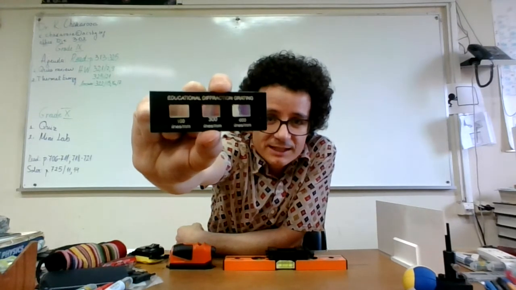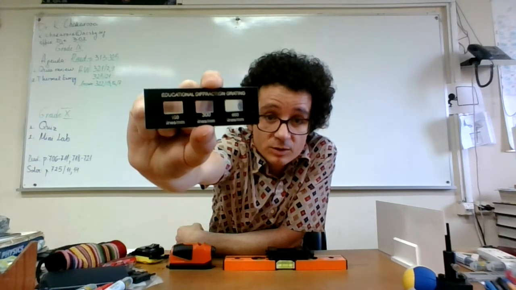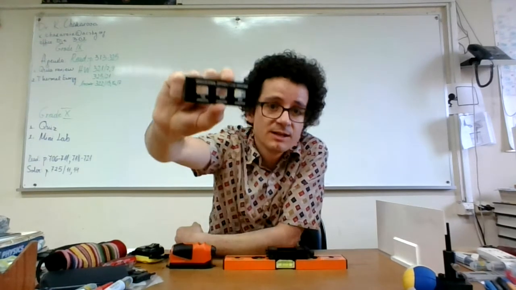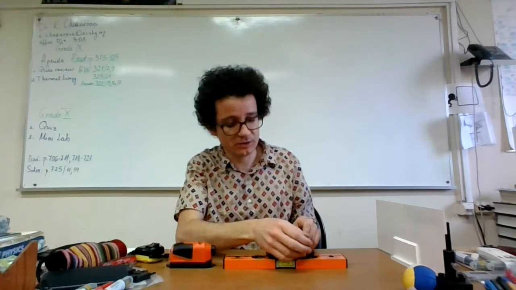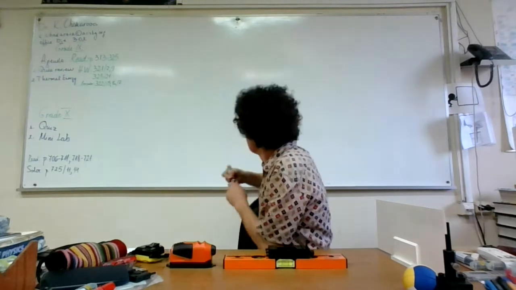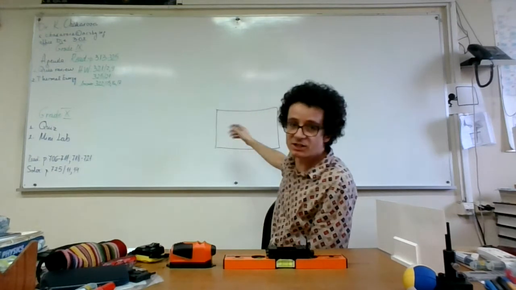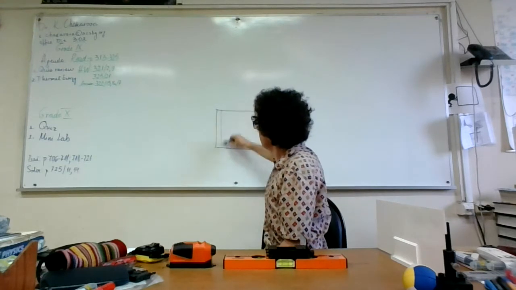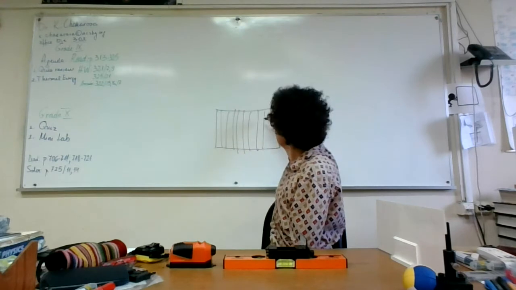The first one on the left has 100 lines per millimeter, the second one 300 lines per millimeter, and the third one 600 lines per millimeter. So imagine this is the little window and it's divided with all these lines. Okay?